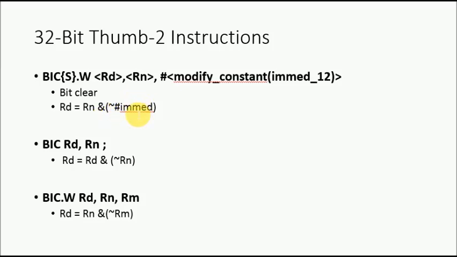So BIC Rd, Rn: here also the content of Rn is going to be negated, then it is logically ANDed with the content of Rd, and the result will be stored in Rd. The next instruction is BIC.W Rd, Rn, Rm. In this case, the negate of Rm is logically ANDed with Rn, and the data will be stored into the Rd register.